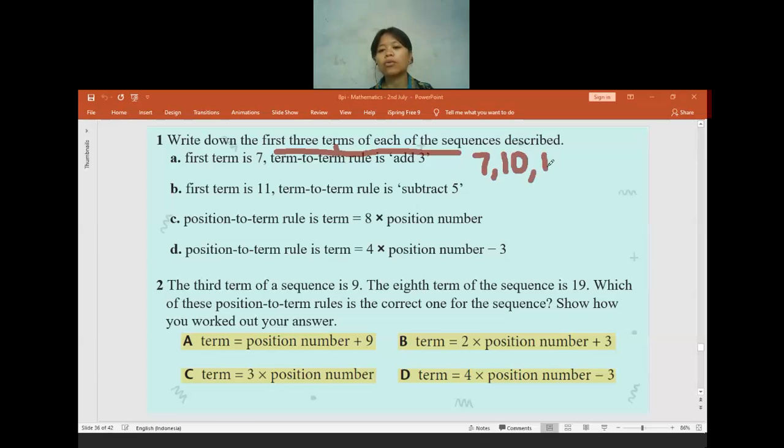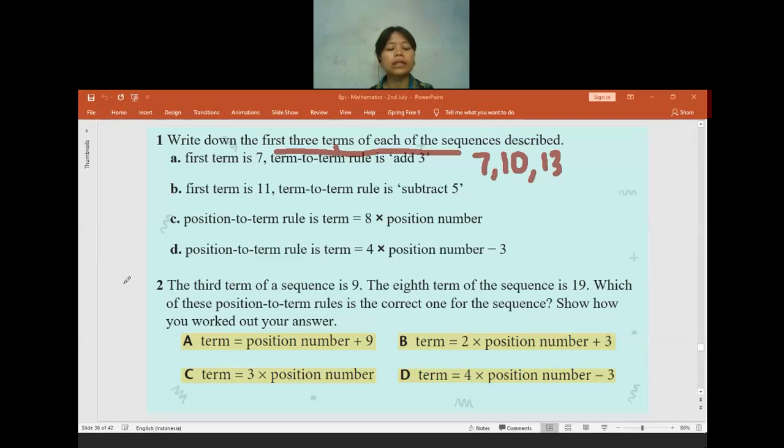13. Okay, good job. Is there anyone who is confused, or maybe I talk too fast still? Do you need me to repeat? No? Okay. Let us move to question B.